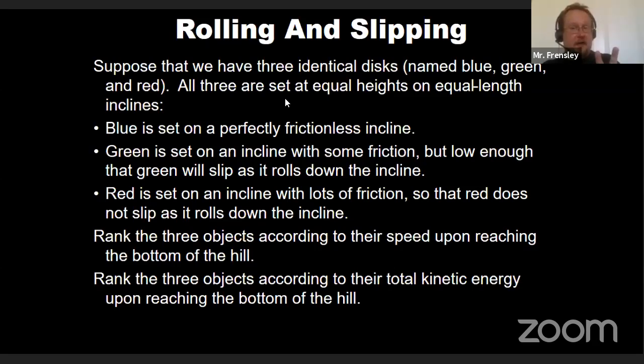So you're going to do 2 rankings. You're going to rank red, green, and blue based on the speed reaching the bottom and the total kinetic energy they have upon reaching the bottom, okay? So this is rolling and slipping. The discs are identical, but they're on different inclines. On your mark, get set, rank.